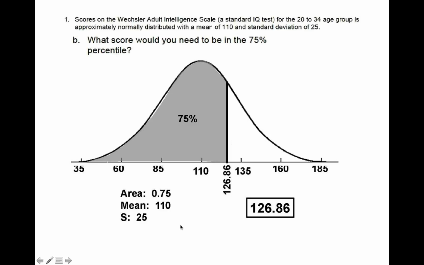So on your work, you have to show shading below the number, marking the percent, writing out the area, mean, and standard deviation, and writing the score twice. Once out here is the answer, and once in the picture to show where it is in the numbers.